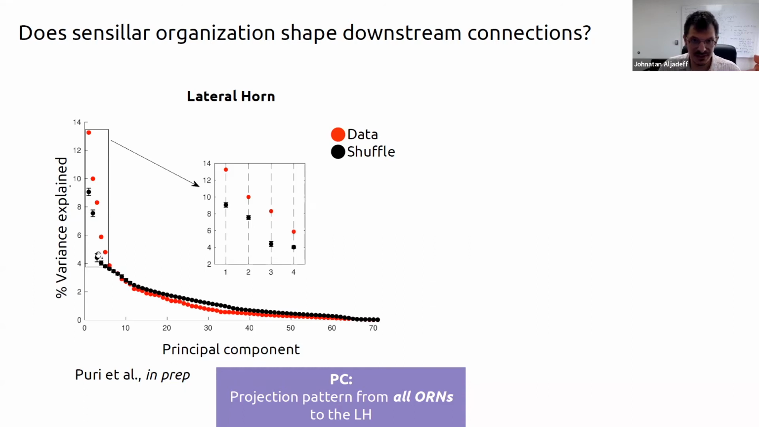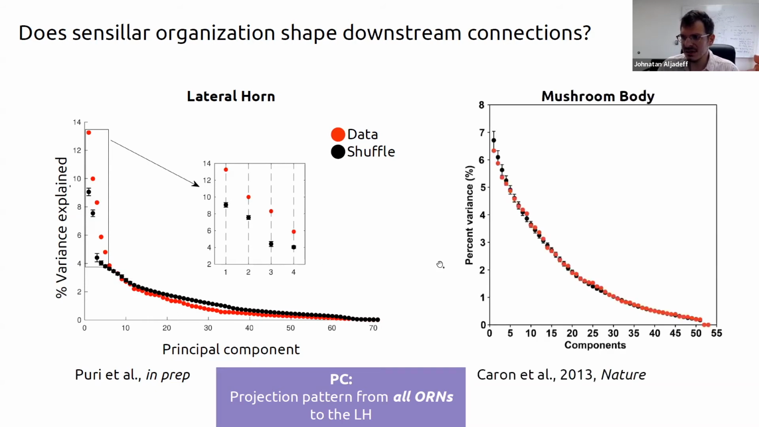This should be compared to the same analysis that was done in the mushroom body by Caron, and they showed that the principal components there can be entirely explained by the random shuffles. Based on this result, they argued that the connectivity from the antennal lobe to the mushroom body is random. Okay, so we identified some patterns of connectivity from the antennal lobe to the lateral horn that are non-random, and we want to look further into them and see whether we can find signatures of this readout that is predicted by our model of the processing in the periphery.